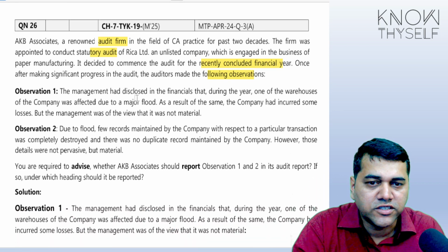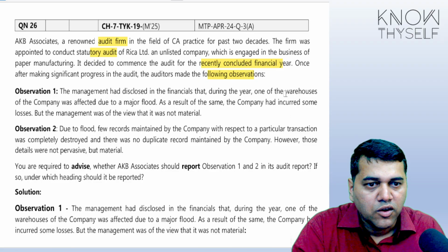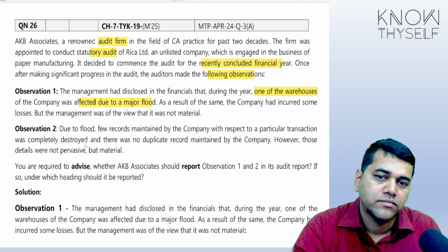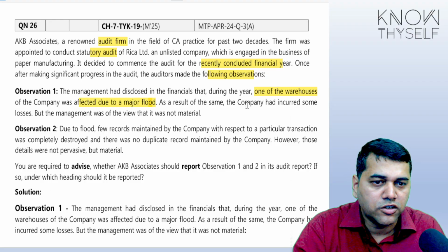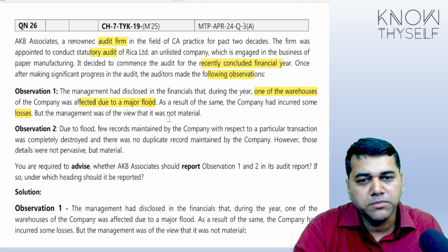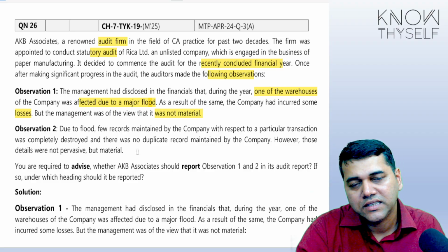One: management has disclosed in the financials that one of the warehouses of the company was affected due to a major flood. As a result, the company had incurred some losses, but the management says that it was not material.